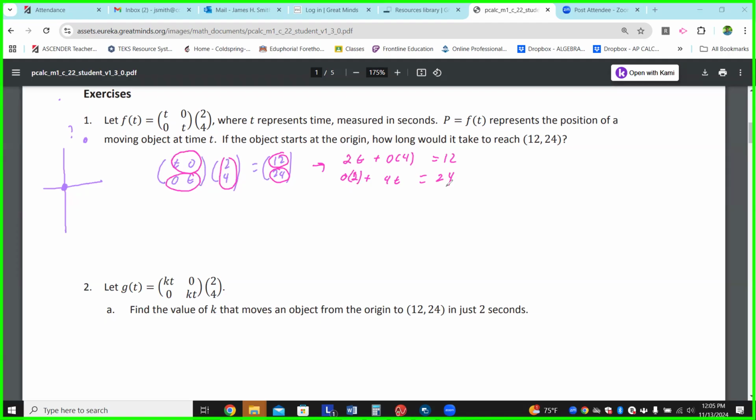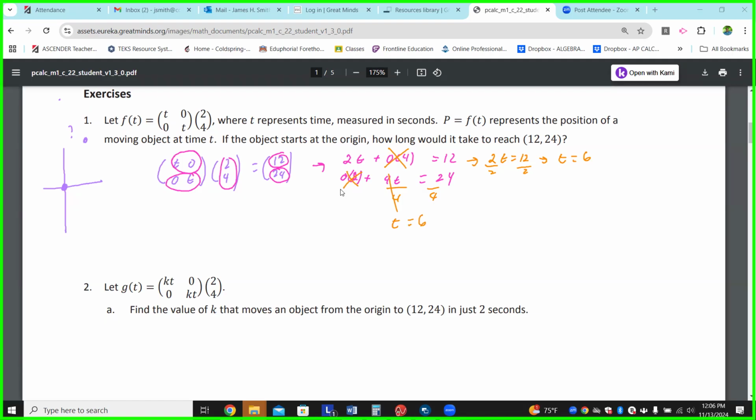To make this cleaner, what is 0 times 4? 0, so that goes away. I really just have the equation 2t equals 12, which states that t equals what? 6. Good, we just divide both sides by 2. Same process here, I don't need the 0 times 2. So 4t equals 24 gives me 6 again, because I divide by 4. So t equals 6. Regardless of which equation you use, you should get the same result.